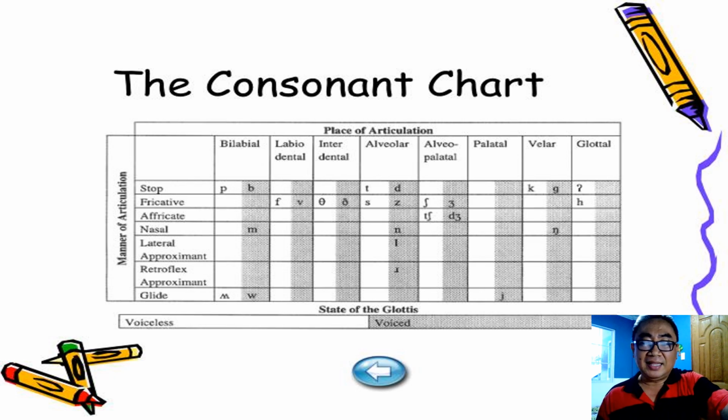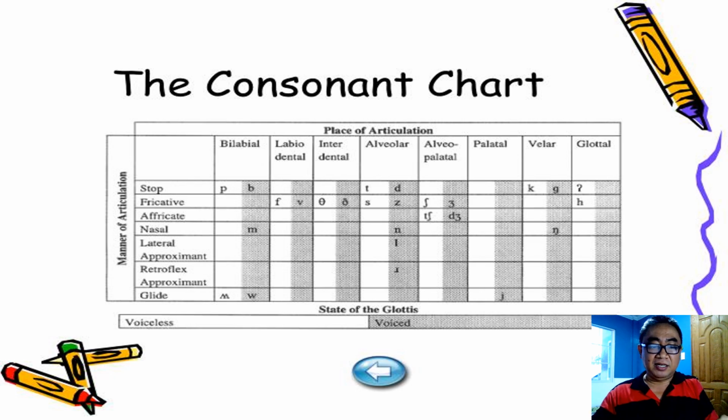What about a lateral approximant? In traditional articulatory terms, a lateral approximant, or less commonly known as a lateral resonant, is a consonant whose articulation involves a central occlusion with an opening on one or both sides of the tongue that is not close enough to produce friction, such as the one I have mentioned a while ago.